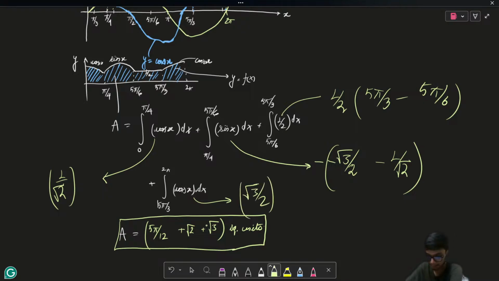So you can check it. Please try to check it again. You will get this answer only. Please check your calculation. I hope this is clear, right? Is this clear for all of you? Please let me know in the live chat. Just let me know yes or no so that I can proceed with the next question.